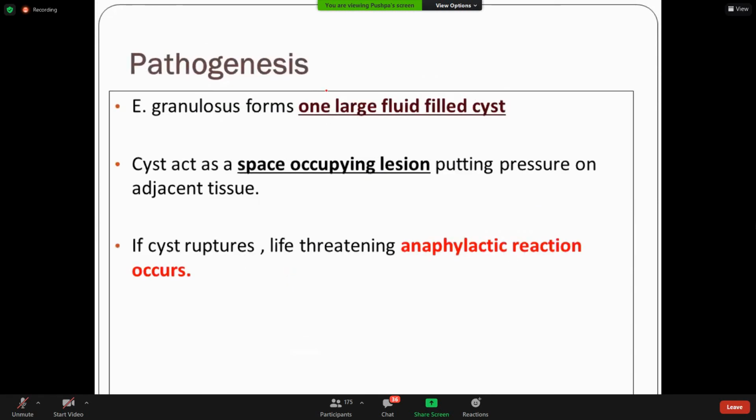Echinococcus granulosus forms one large fluid-filled cyst. Cysts act as a space-occupying lesion, putting pressure on adjacent tissue. If the cyst ruptures, a life-threatening anaphylactic reaction occurs. This we have discussed already.